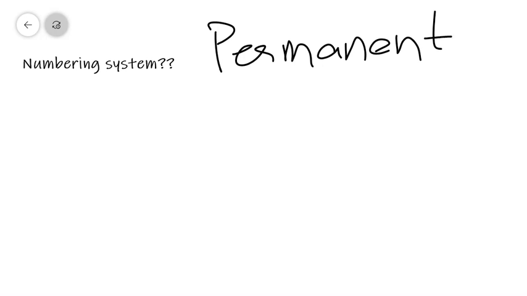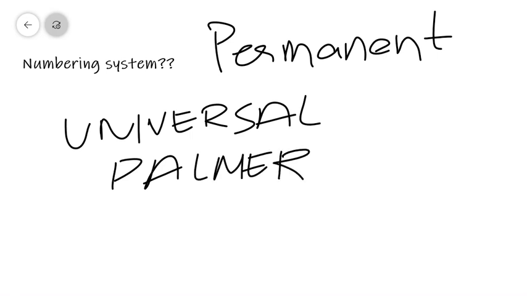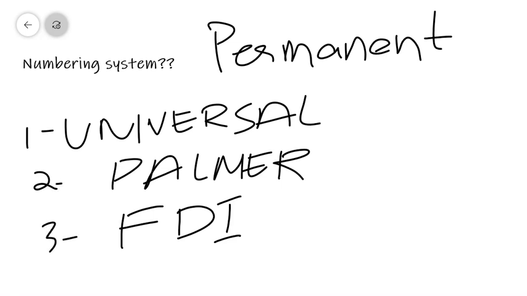Talking about the permanent dentition, there are three sets of numbering system that are used. First is the universal numbering system. I'll write it down here again for you. We have the universal numbering system, we have the Palmer numbering system, and then finally we have a third set of numbering system that wasn't present in the primary dentition. It's present in the permanent dentition and it's called FDI. These are the three sets of numbering system that are used in the permanent dentition. The universal and Palmer systems are exactly the same as for the primary dentition. FDI is a bit different, and we'll talk about universal and Palmer first.